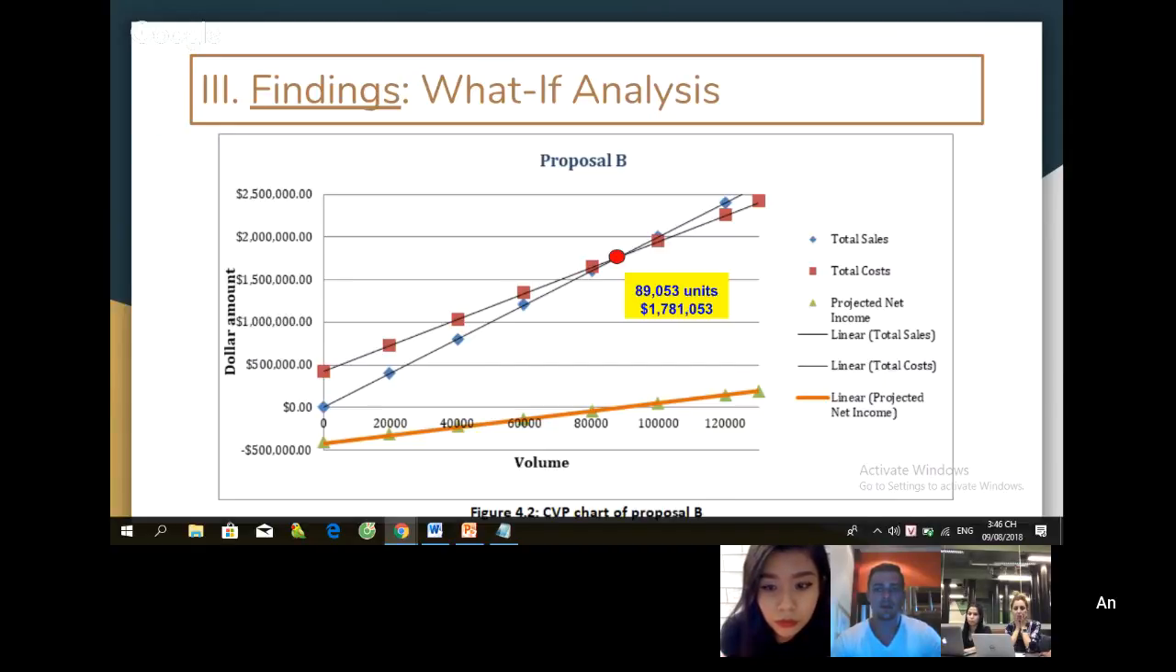There you can see the red circle in the diagram. It represents the break-even point. This is where the linear curves of total costs and total sales intersect. Also on this place, more to the bottom, the orange curve exceeds the $0 mark. The associated X value of the projected net income line is 89,053. So we can say Marathon has to bring this number of parts to the market to make profit.